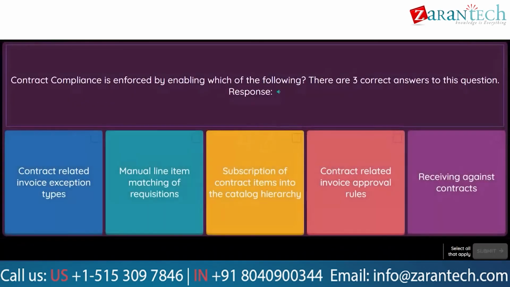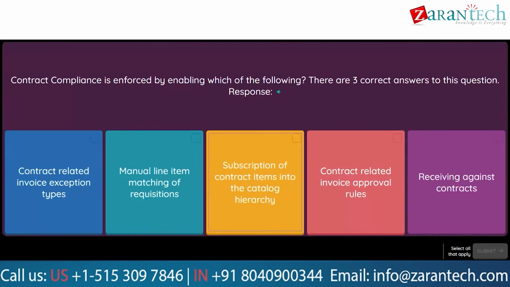Question: contract compliance is enforced by enabling which of the following? There are 3 correct answers to this question. Response: Option 1. Contract-related invoice exception types. Option 2. Manual line item matching of requisitions. Option 3. Subscription of contract items into the catalog hierarchy. Option 4. Contract-related invoice approval rules. Option 5. Receiving against contracts.